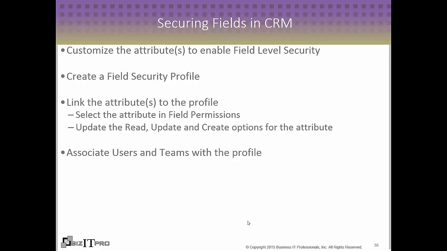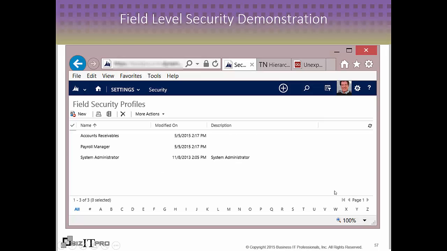First, you customize the attribute within an entity to enable field-level security for that field. Next, you create the field security profile. You link the attribute or field to the profile and select the attribute in field permissions and update the read, update, and create options for that attribute or field. Finally, you associate users and teams with that field-level security profile. So let's take a look at how this works.